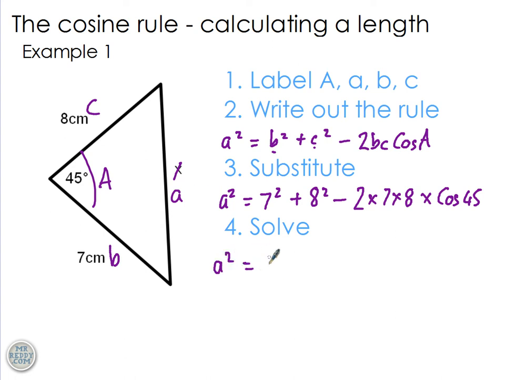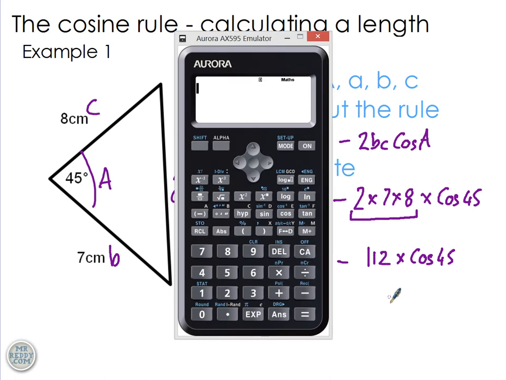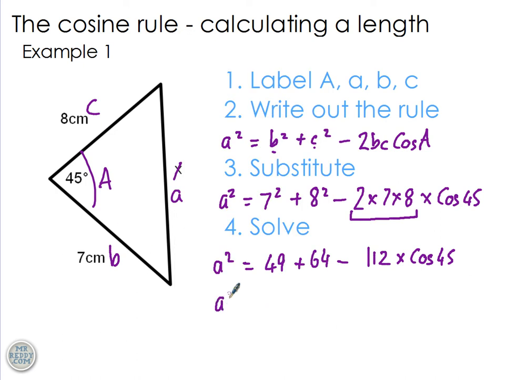Great, we're on to the final step now, which is to solve it. A squared equals 49 plus 64 take away, and if you don't mind, it's going to save me a bit of time if I just do that in my head. 2 times 56 is 112 times cosine of 45. Great. Well, let's do that on the calculator. 49 plus 64 take away 112 cosine 45, close brackets, equals 33.8 something. So a squared equals 33.8.